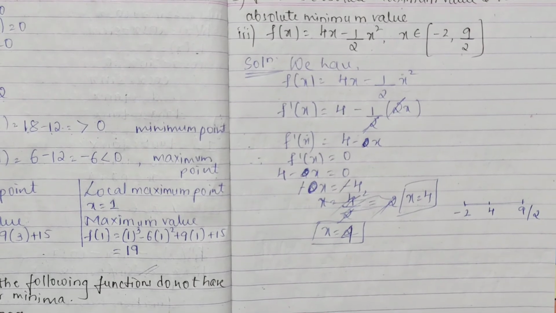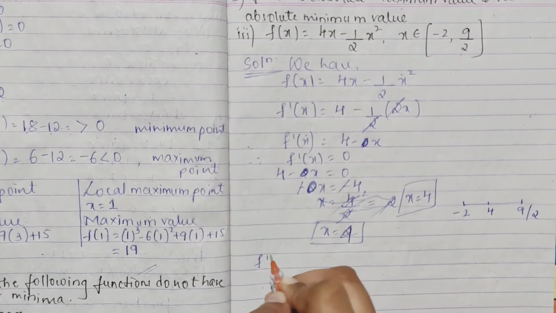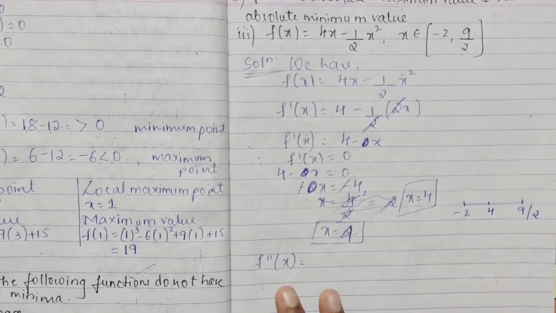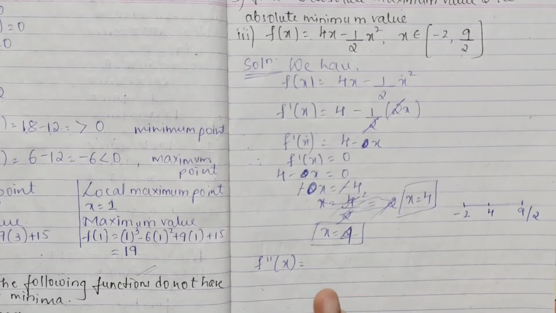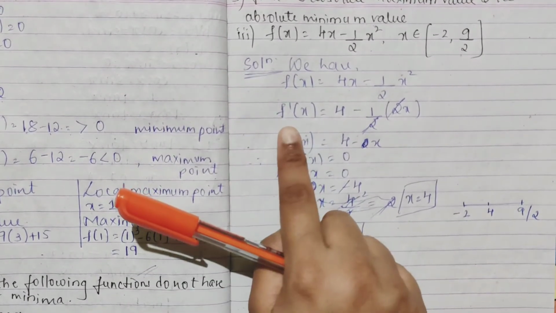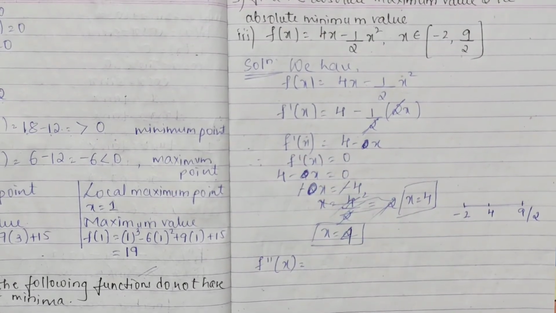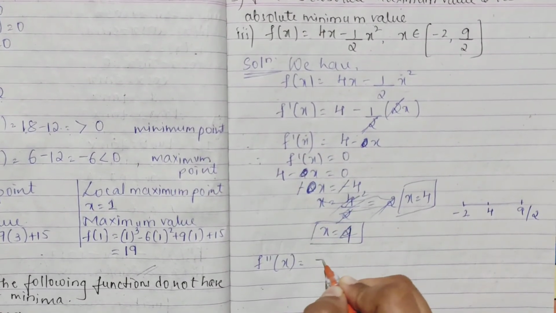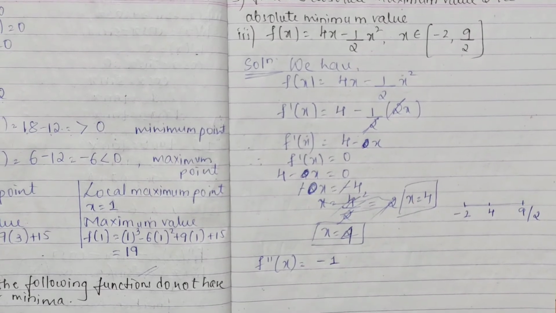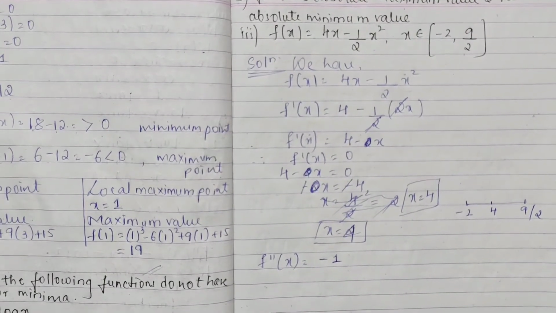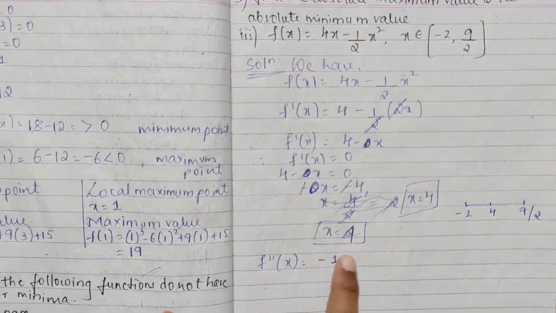Now find your f double dash of x, because we have to find the nature also. f dash of x you are getting is 4 minus x, so f double dash of x will be 0 from the 4, and you will get only minus 1. So here you see f double dash of x, you are getting a value directly.